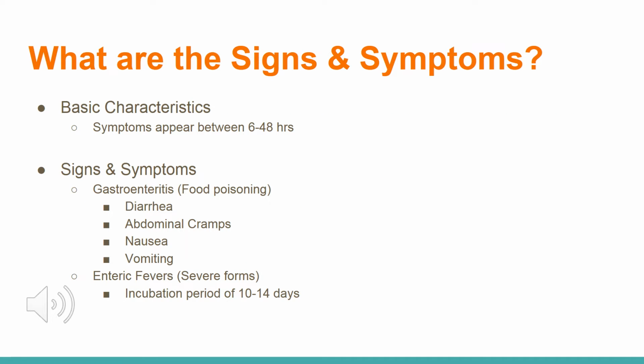Some of the signs and symptoms of salmonellosis is gastroenteritis, which is basically just a fancy word for food poisoning, and it causes diarrhea, abdominal cramps, nausea, and vomiting. And then some of the more severe forms of salmonellosis is enteric fevers, and that has an incubation period of about 10 to 14 days. But the basic symptoms usually occur within 6 to 48 hours.